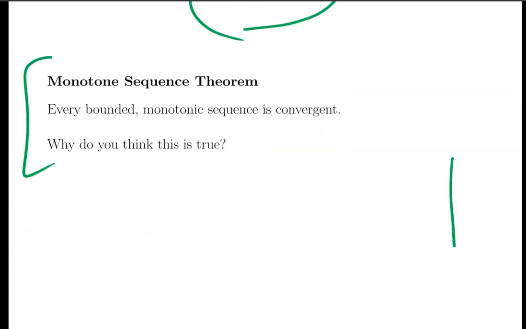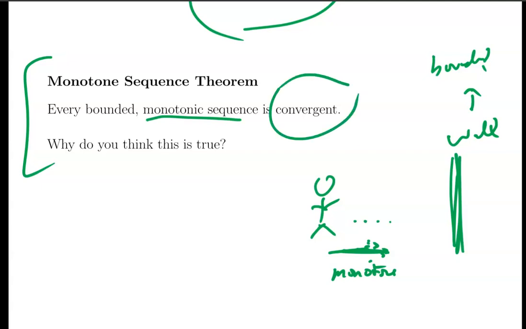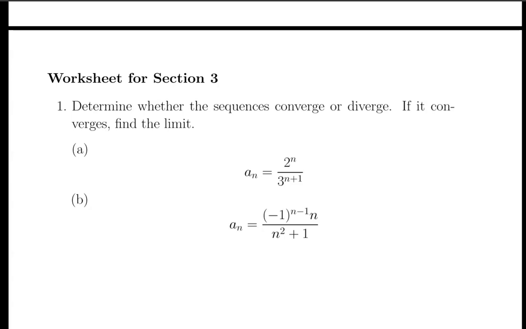So if it's bounded, think of this as a wall. And if the sequence is monotone, that means it's non-increasing or non-decreasing. So if this is our stick figure and they are walking this way, if they continue to walk this way, that's the monotone part, because they can't go backwards. It's either forwards or stay the same. And the wall is the bounded part. What has to happen? Eventually the stick figure is going to hit the wall, so it has to be convergent. That's the monotone sequence theorem, and that will finish up the material for exam 2.